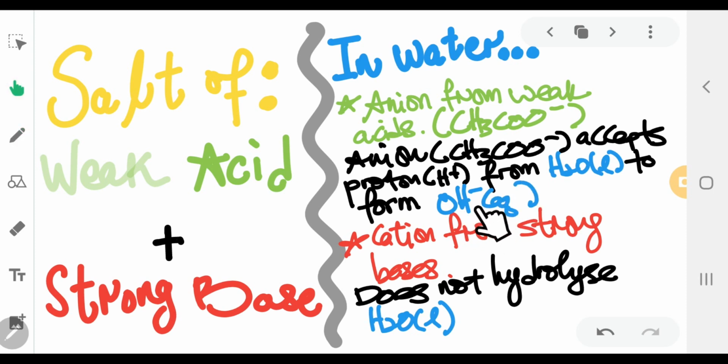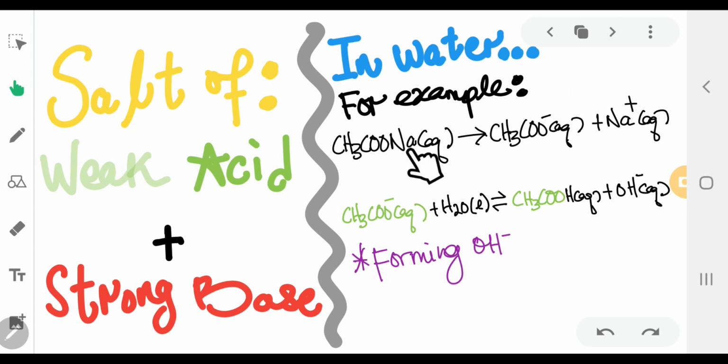So when we have OH- aqueous being formed, it gives you the idea that the salt is a basic salt. The solution will have a pH greater than 7. So in the example right over here, we have the salt dissolved in aqueous solution. You will have this anion being produced and the cation right there. This cation is from the strong base, so it is not going to be reacting with the water molecule. But this anion came from a weak acid, so it will be reacting with the water molecule and it will accept the proton from the water molecule, like what you have seen over here.